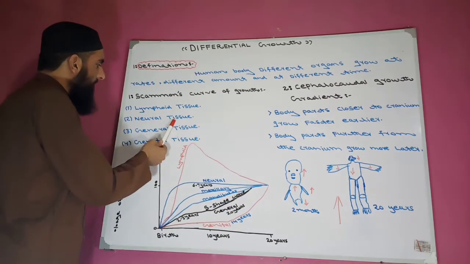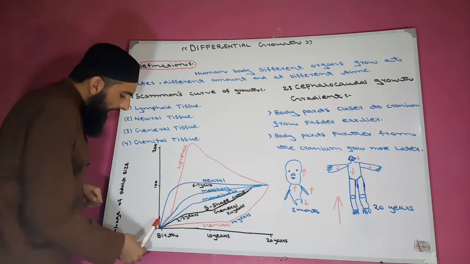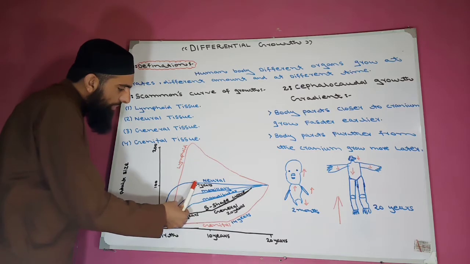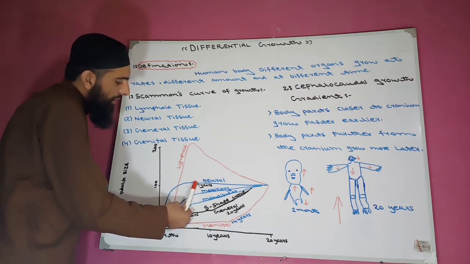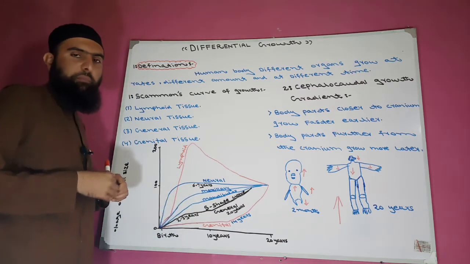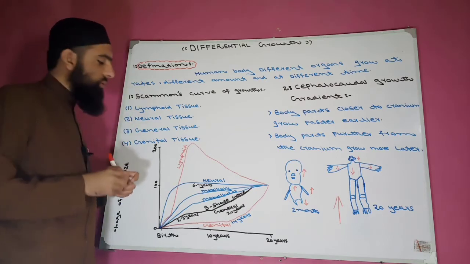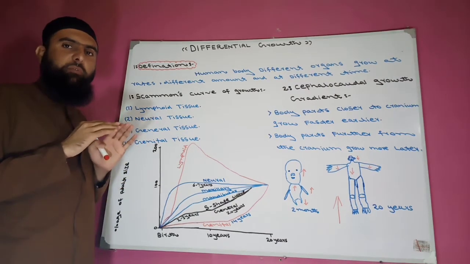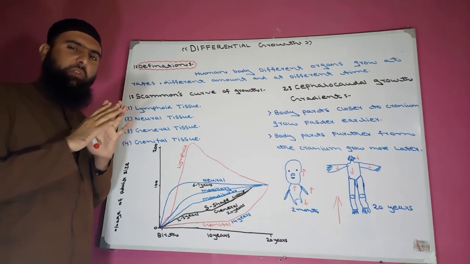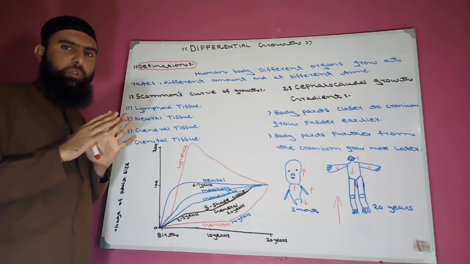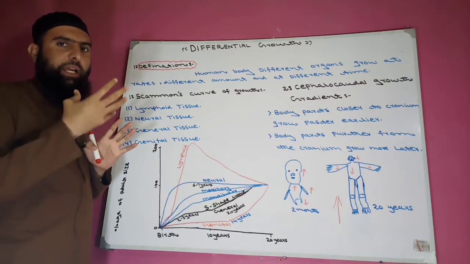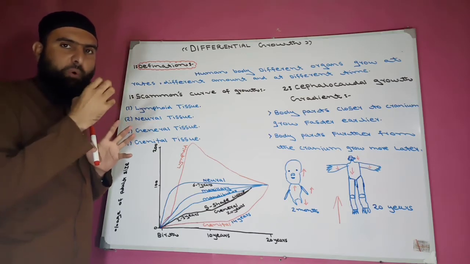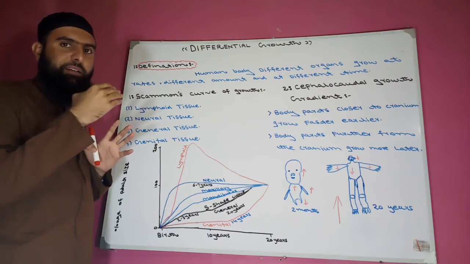Second is neural tissue. Again, neural tissue grows very rapidly in childhood and reaches the peak at 6 to 7 years of age. The neural tissue growth reaches the peak. After 6 to 7 years, only very small growth of neural tissue occurs, in order to enable the brain to grasp more knowledge in adulthood.